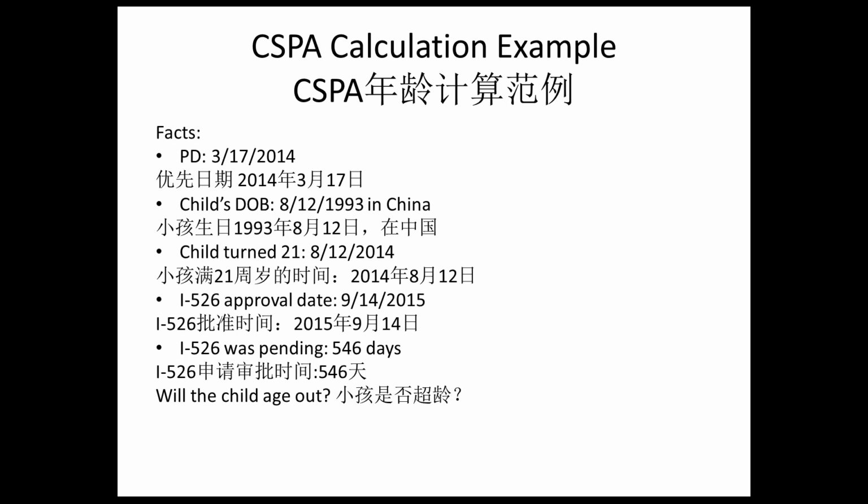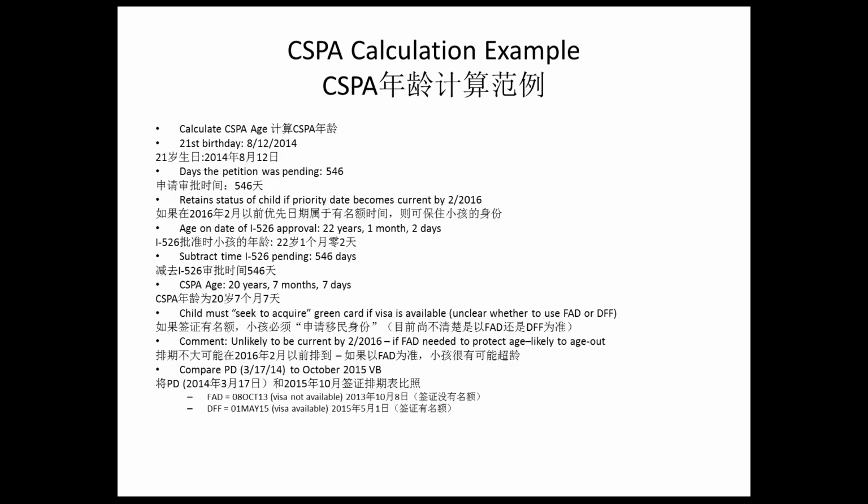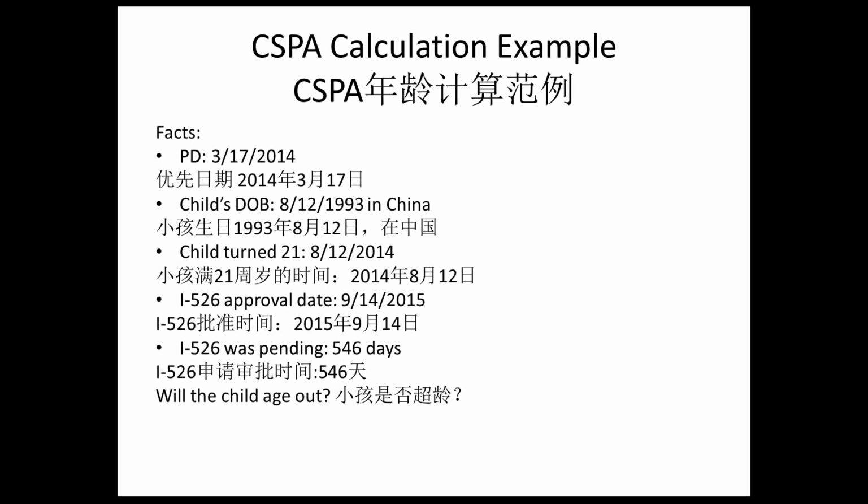Now, the very good thing about this case is it was pending for quite a long time, almost a year and a half. So you're allowed to deduct more time. Because the case was pending a year and a half, it gives you more protection for the child. The longer the review time, the safer the child is.